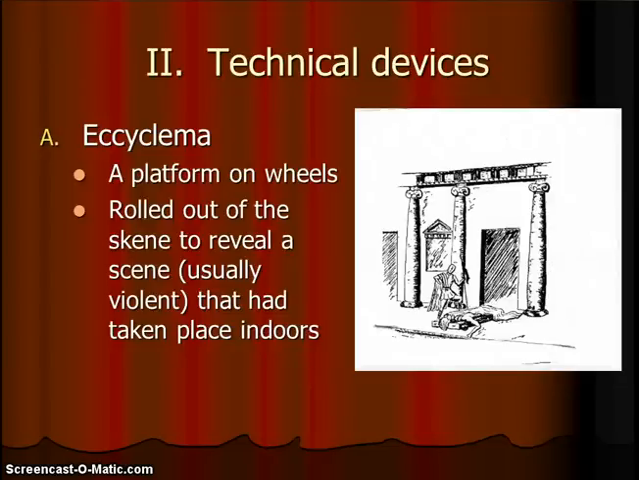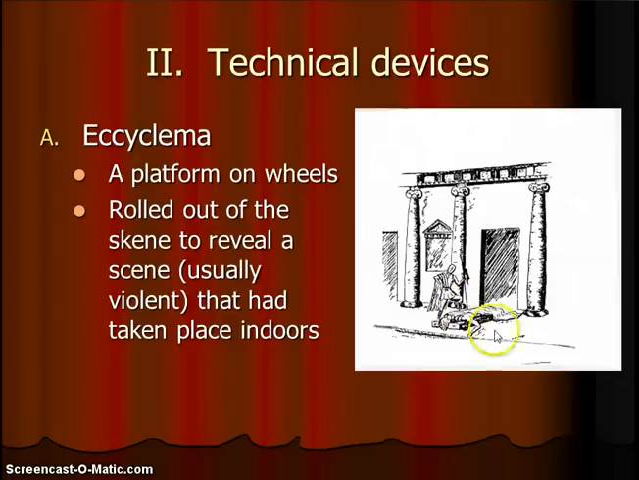As far as technical devices for the plays, one interesting one is called the ekkyklema. The ekkyklema is this platform that's on wheels. In this picture here, you can see this little part right here. It's a platform that's on wheels. It's rolled out of one of the doors, usually the center door of the skene, to reveal a scene, usually a very violent scene that has taken place indoors.